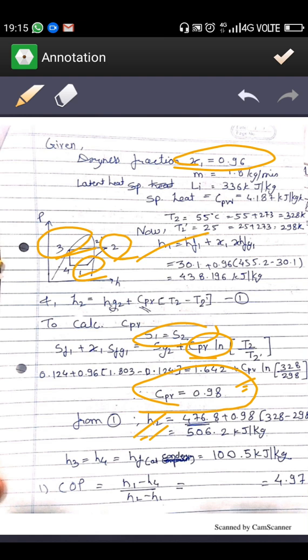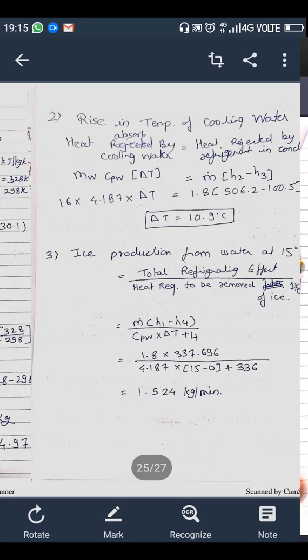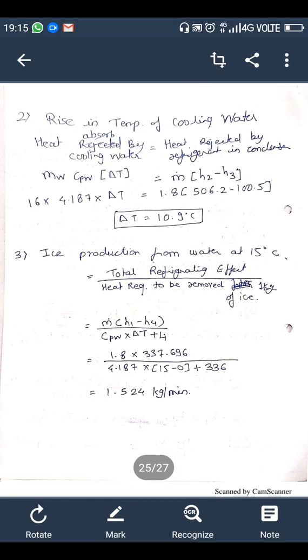Then here we are using the formula COP equals H1 minus H4 upon H2 minus H1. By putting in the values, we are getting the value as 4.97. I already told you that the value of COP should be less than 8. Same here, they are asking for the rise in temperature. This formula is also an easy one, not much harder.